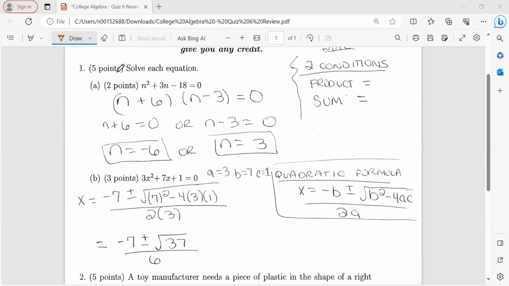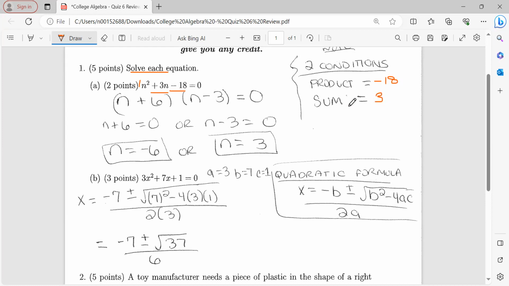We have n squared plus 3n minus 18, and we want to solve this equation. So what we want to do is factor. Remember, you factor trinomials with a leading coefficient of 1 by determining the right combination of factors. So we found 2 numbers where when we multiply them, we get negative 18. So we want our product to be negative 18 and our sum to be positive 3.